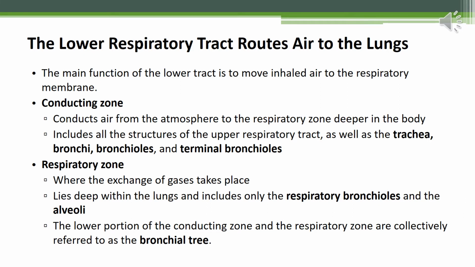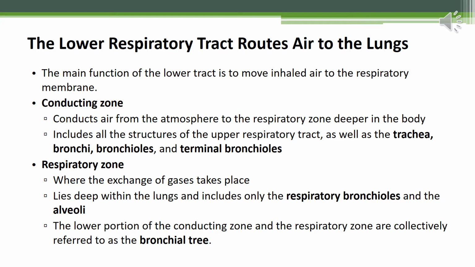On to the lower respiratory tract, and the main function of this part of the respiratory system is to move the inhaled air to the respiratory membrane in the lungs. And within this respiratory tract there's a conducting zone, which is the part responsible for conducting air from the atmosphere to the respiratory zone deeper in the body.